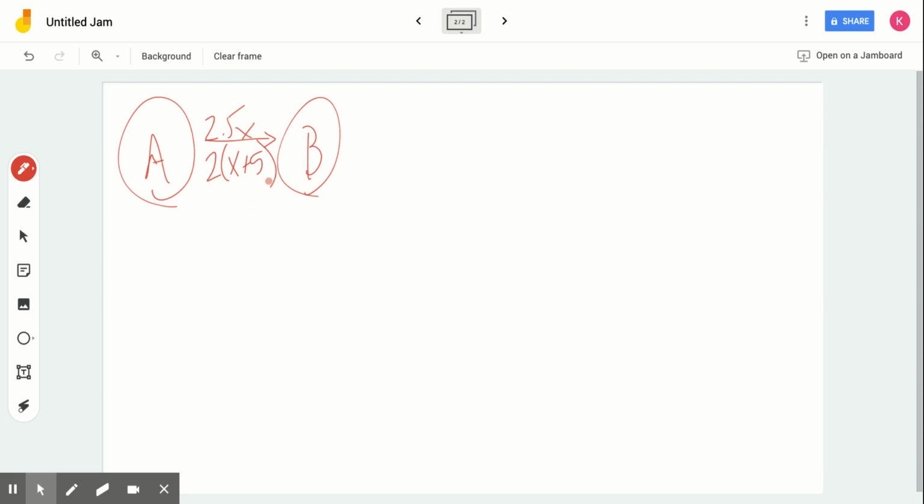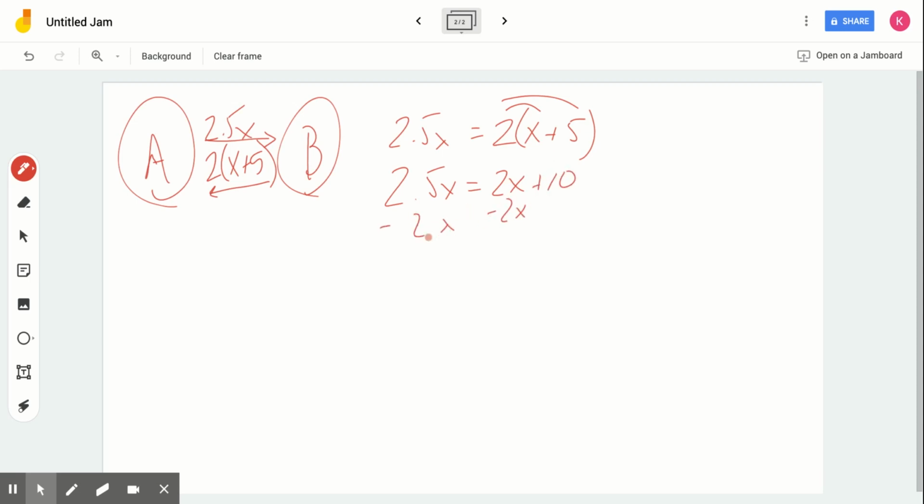So again, we know that when we go from one to the other and then back, the distance between them is not changing. So we can set these two things equal to each other again. So 2.5x is equal to 2 times the quantity of x plus 5. Distribute this inside the parentheses here. 2 times x is 2x. 2 times 5 is 10. Subtract 2x from both sides.